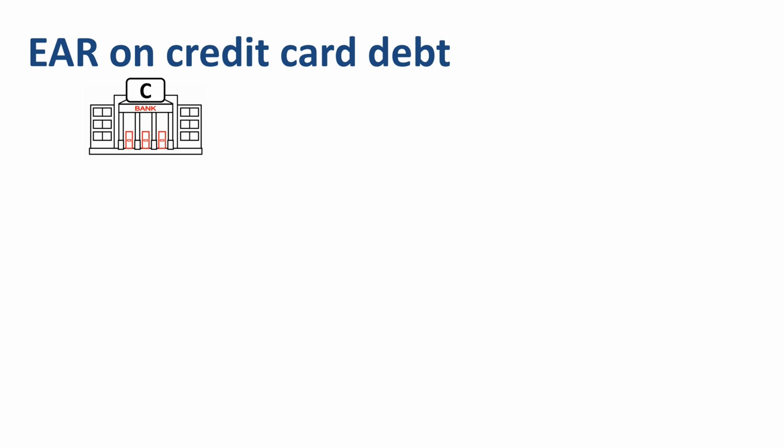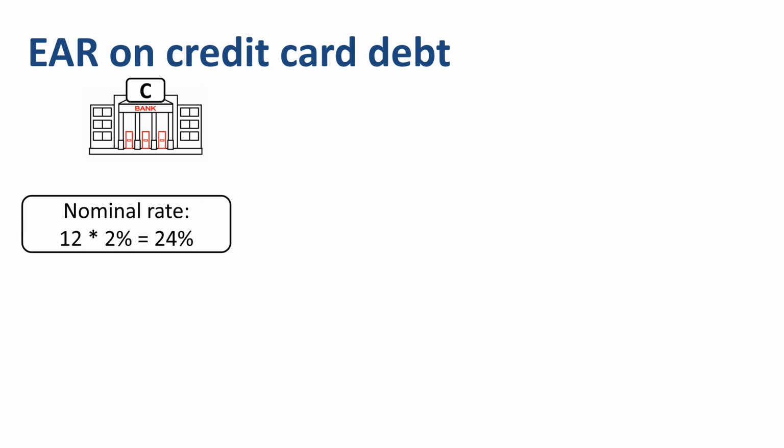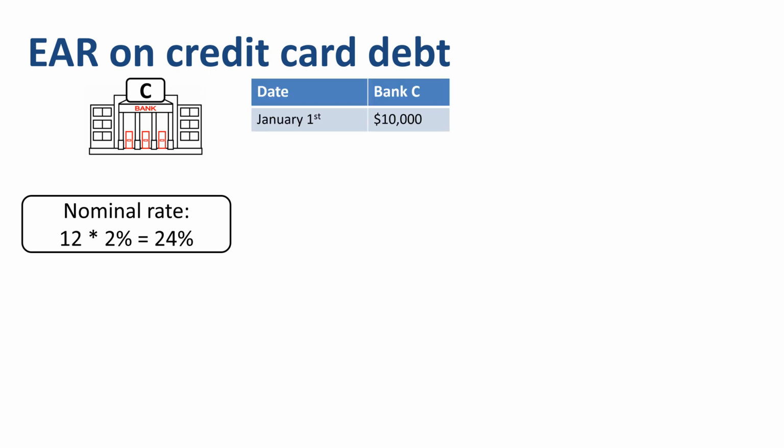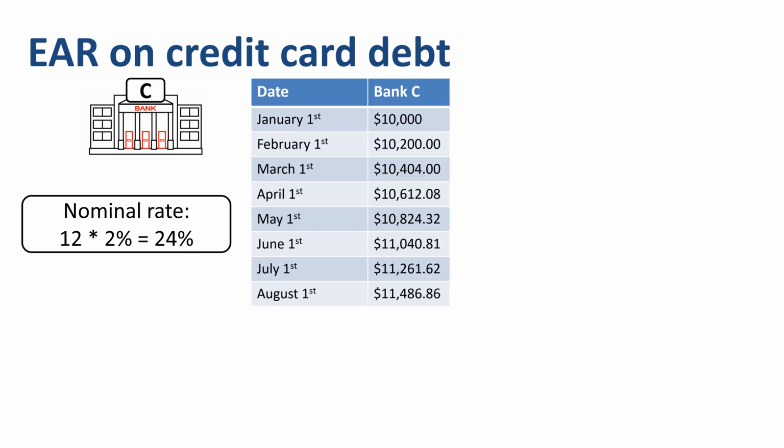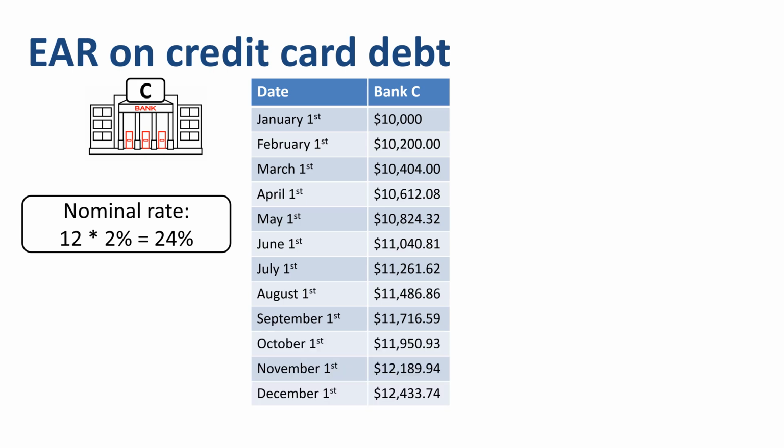Let's now take a look at the effective annual interest rate, or EAR, of your credit card debt at Bank C. The nominal annual rate is 12 times 2% is 24%. What is the effective annual interest rate? If there are no new charges to the credit card and you are not paying off any debt, then the original balance of $10,000 quickly grows over the months to $12,682.42.